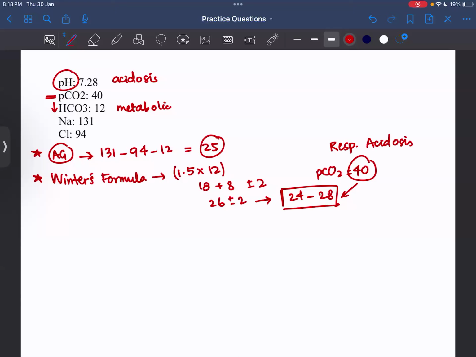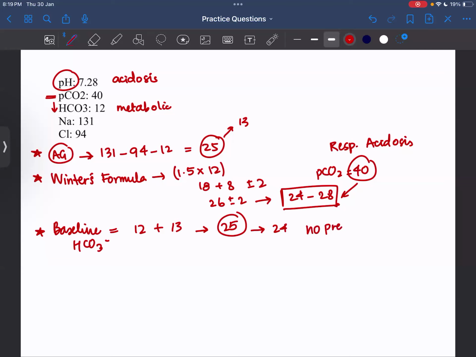Okay, and then once we have that, you look at the baseline, right? Or the delta. First baseline: to calculate the baseline bicarb, it is the measured bicarb, which is 12, plus the difference in anion gap, which would be 13. In this case, this is 25, which actually is very, very close to 24. So we can honestly consider that it is 24. The baseline bicarb is very similar to our regular bicarb, and we can say that there is no pre-existing condition. No pre-existing condition. All right.